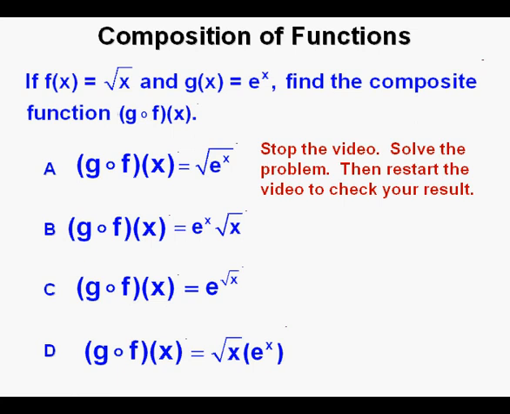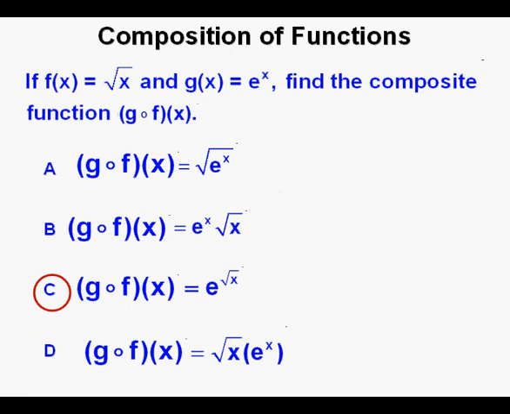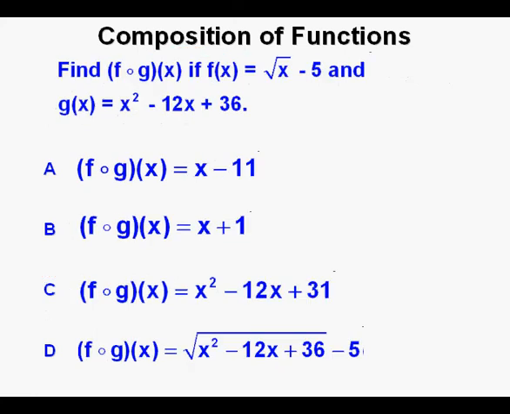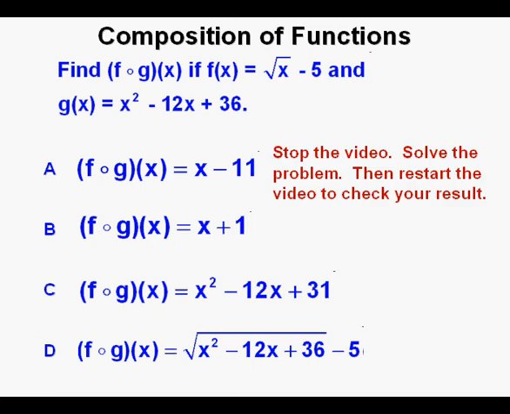The correct answer is C. G of f of x equals e to the power of the square root of x. The arrow at the top shows how the square root of x replaces the exponent x in the function g of x. Now the next problem, find f of g of x if f of x equals the square root of x minus 5 and g of x equals x squared minus 12x plus 36. Stop the video, solve the problem, then restart the video to check your result.